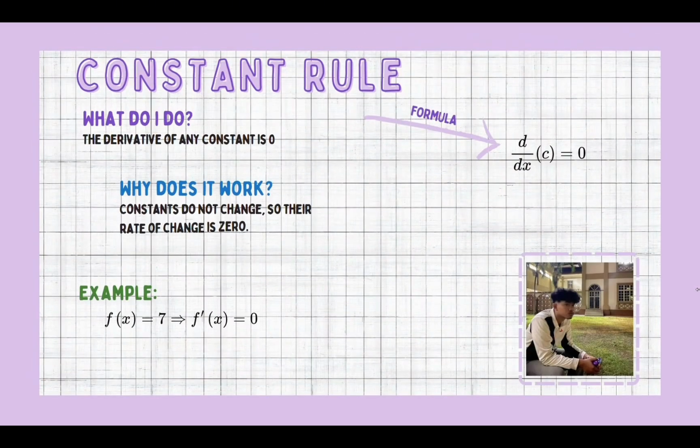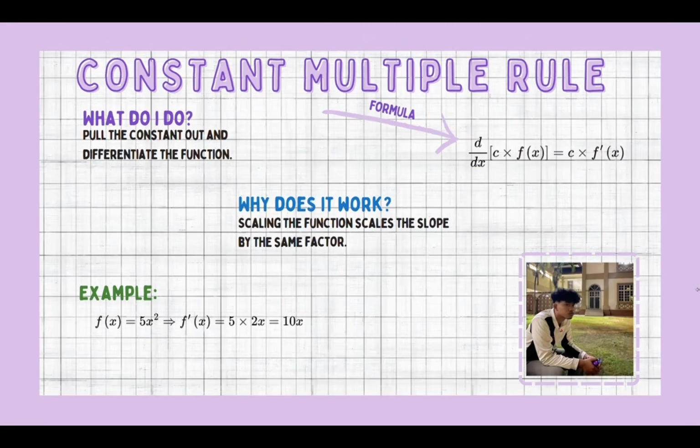Moving on to the constant rule. This one is simple. When the function is just a number, the derivative is 0. Why? Because the constant doesn't vary, so its rate of change is 0. Next, the constant multiple rule. If a constant is multiplied with a function, we can pull the constant out and differentiate the function. Why does this work? Because multiplying by a constant just scales the rate of change.